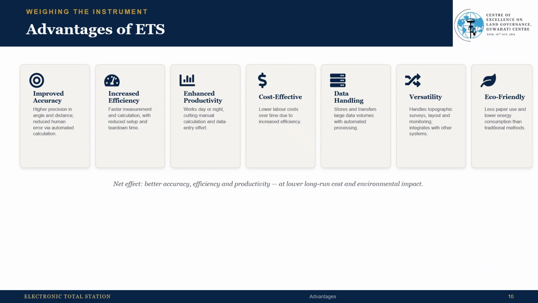Total stations are versatile and can support applications ranging from topographic and boundary surveys to construction layout and monitoring. Reduced dependence on paper-based recording can also contribute to more efficient and environmentally responsible field operations.